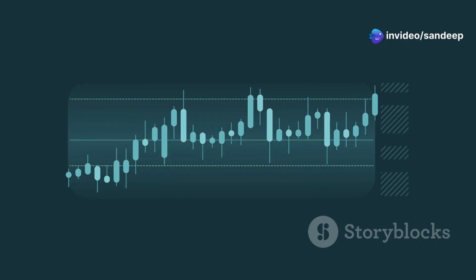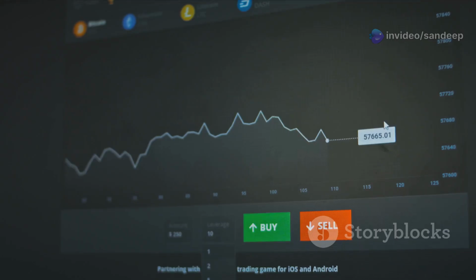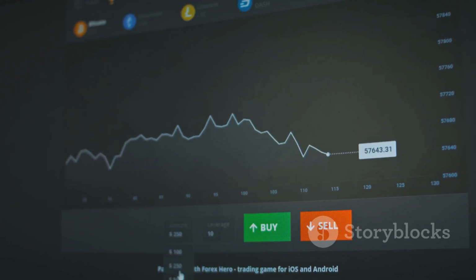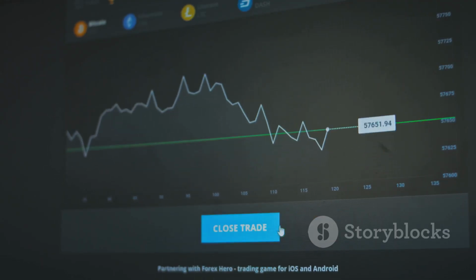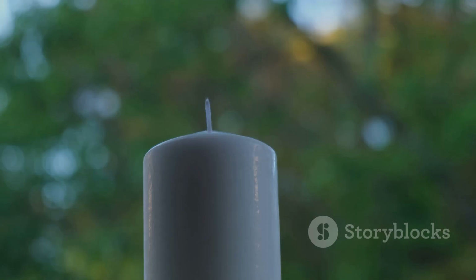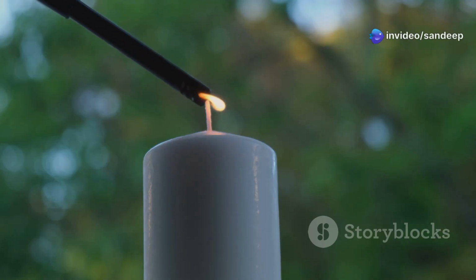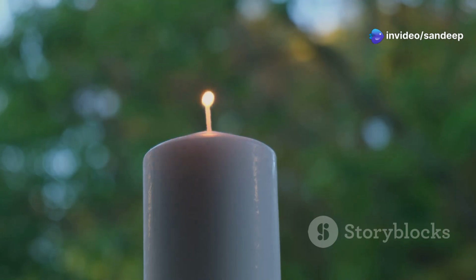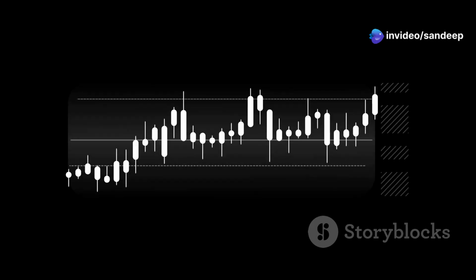A long wick, for example, might show that there was a big battle between buyers and sellers. So when you look at a candlestick chart, you're seeing a series of these stories play out over time. A long green candle with a tiny wick shows that buyers were in complete control from open to close. A candle with a small body but very long wicks on both ends shows a lot of indecision in the market.